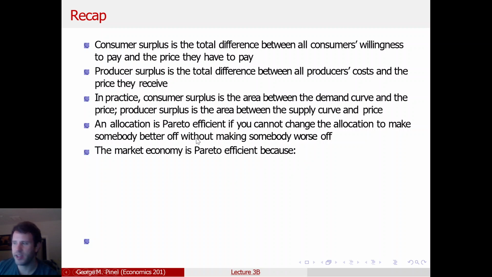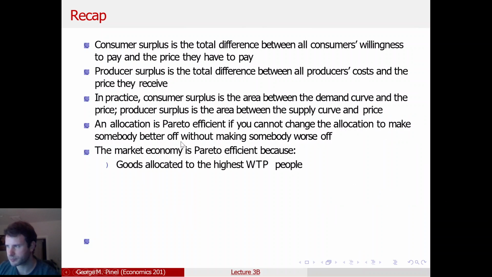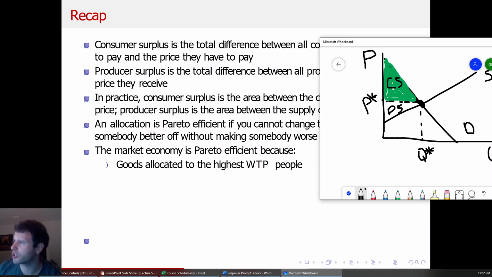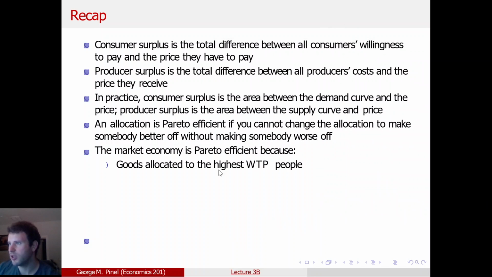Okay, and then we talked about the market equilibrium, market economy, and we said it was Pareto efficient for certain reasons. Goods are allocated to the highest willingness to pay people. And I did a big graph at the end of the last lecture where I showed everything. But for real quick, the highest willingness to pay people are going to be these people who buy, right? These are going to be higher willingness to pay than these people here. Okay, what else? Goods are sold by the lowest cost firms.